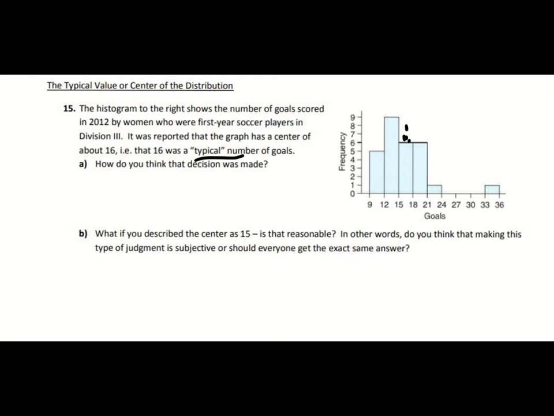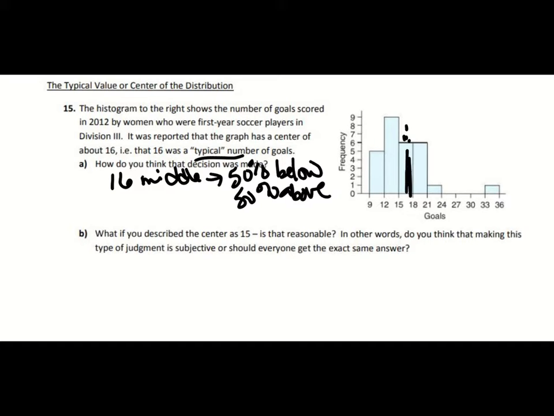16 is about in the middle. It looks like about 50% was below, 50% was above, and that's what they're looking at. That's kind of like the middle bar right in here. It says, if you describe the center as 15, is that reasonable? In other words, do you think making this type of judgment is subjective? Would everyone get the exact answer?